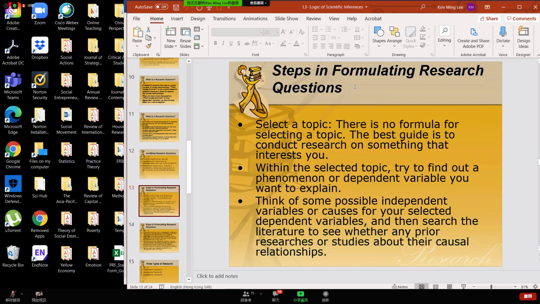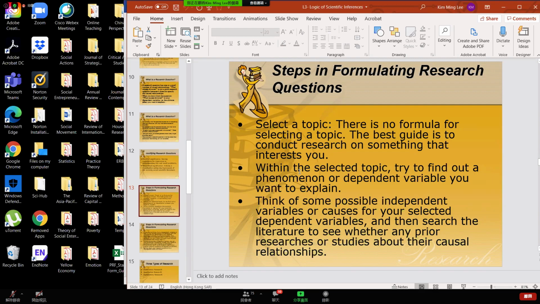So there are steps in formulating a research question. Remember, formulating a research question is not quite straightforward. It involves back and forth, that means it involves several steps for you to revise your research questions. So first of all, you select a topic. There's no formula for selecting a topic. The best guide is to conduct research on something that interests you. For example, you are interested in divorce. So you may ask the very first question, what causes divorce? Okay, so this is your topic.